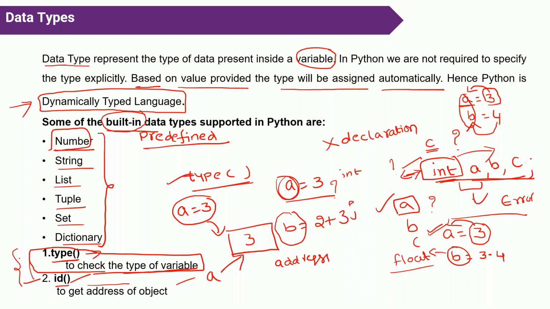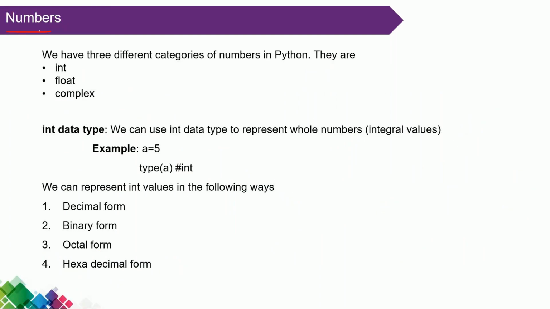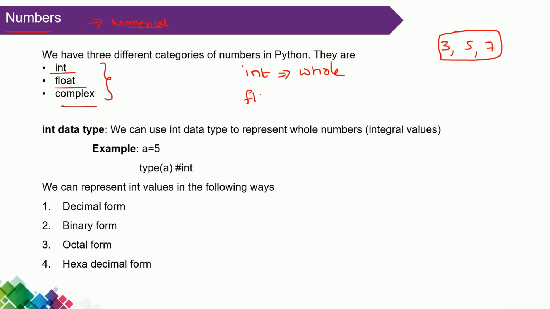Okay. Now I will move to the number data type. The name specifies numbers, in the sense numerical. This number data type is divided into three types: integer, float, complex. These are technical programming language terms. Coming to mathematics, integers are called whole numbers. For example, 3, 5, 7, a number without any decimal points.